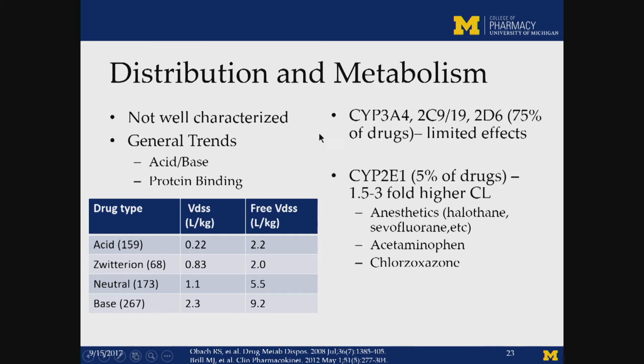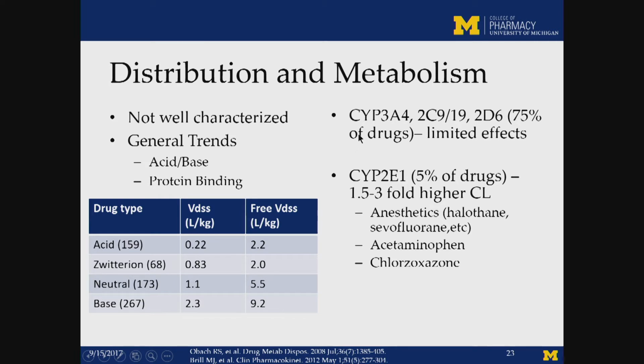When you're thinking about distribution and metabolism, in general, there are not a lot of great studies that have done this. It's not really well characterized, but we can have general trends when thinking about drug distribution that can be based on the physiochemical properties of the drug. Typically, drugs that are more acidic tend to have smaller volumes of distribution compared to drugs that are more basic, which can be sequestered within tissue and tend to have larger volumes of distribution.